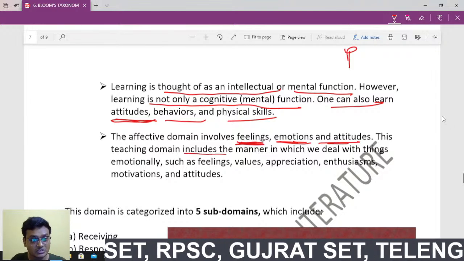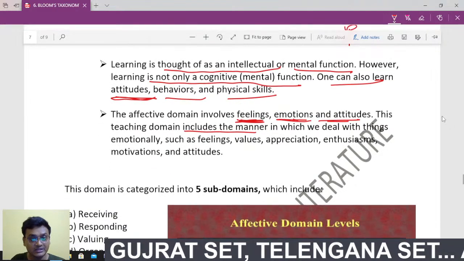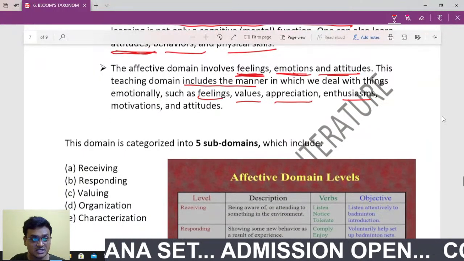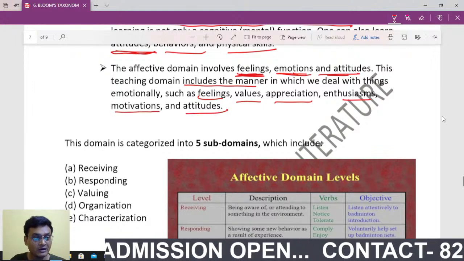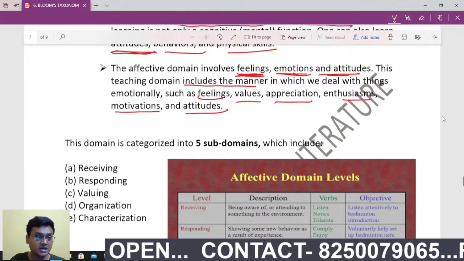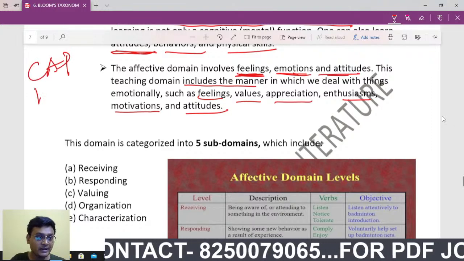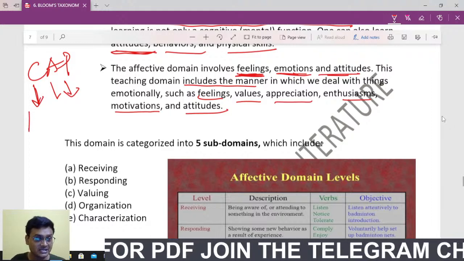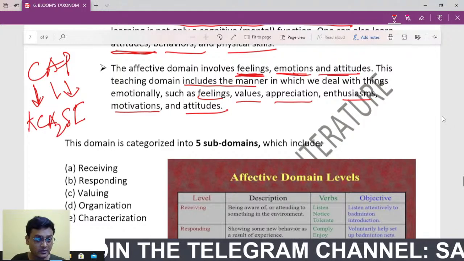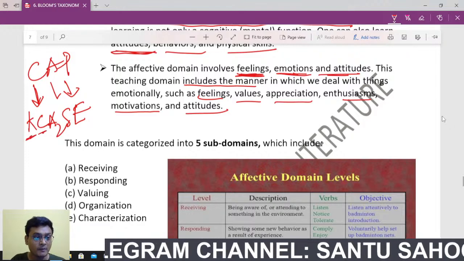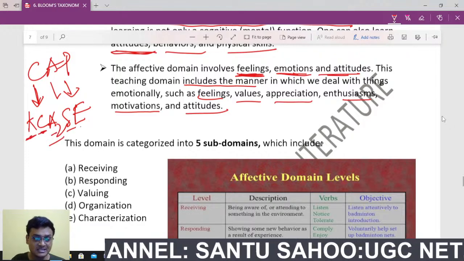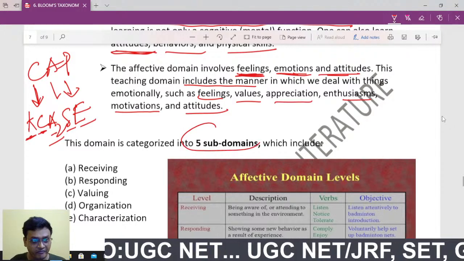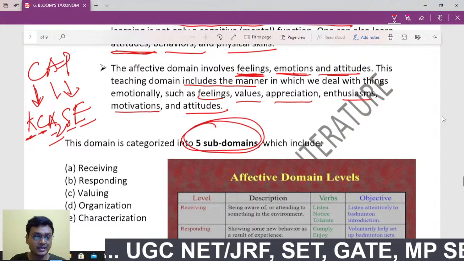This domain includes the manner in which we deal with things emotionally, such as feelings, values, appreciation, enthusiasm, motivations and attitudes. We have already discussed CAP: cognitive, affective and psychomotor, and within cognitive there are 6 levels, that is KC, A2, SE: knowledge, comprehension, application, analysis, synthesis and evaluation. Here our affective domain is also divided. It has 5 subdomains. CAP is very important.